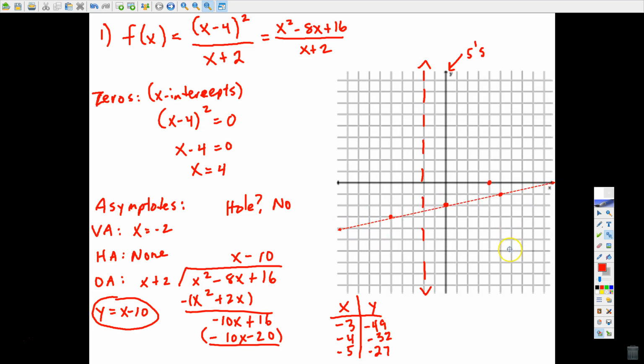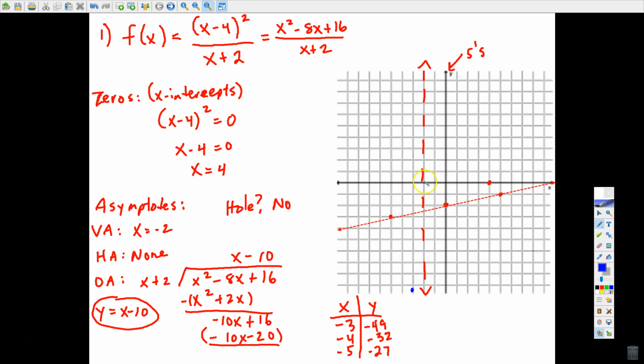Okay, so that's going to be our oblique asymptote. And so now we can start plotting some points. So for -3 on the x, we go down to 49, so that's 5, 10, 15, 20, 25, 30. This is 50, so it's just about to 50.